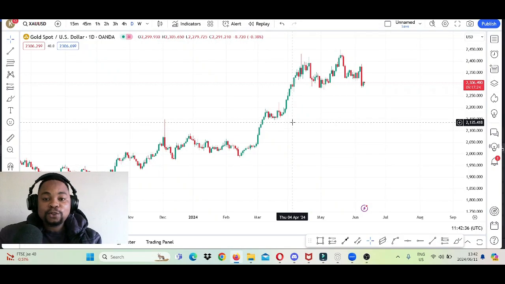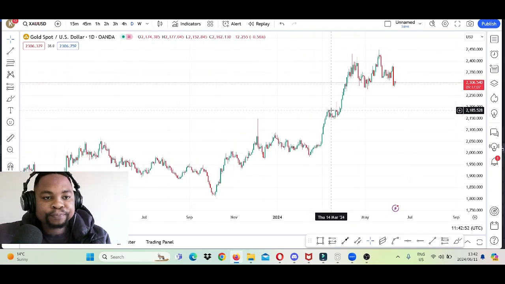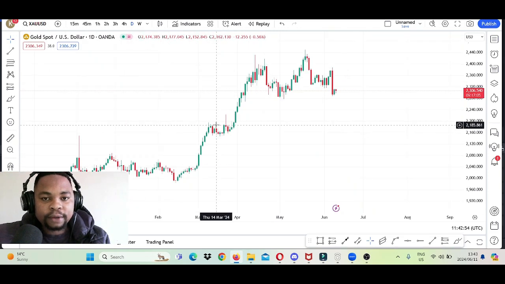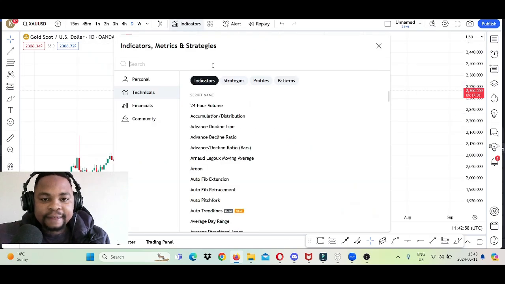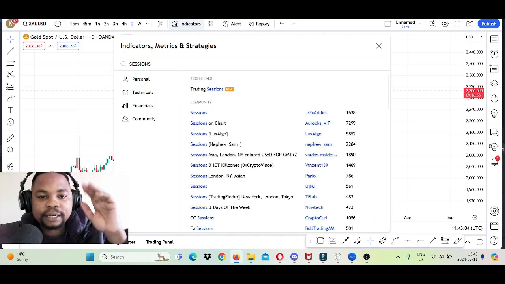So the very first one is a very interesting one, which most people never pay attention to, but I'll show you that it's very important to pay attention to this one. It's called the sessions. So what you have to do is simple. You must go to your TradingView, then go to your indicators, and from there search for the indicator called sessions.